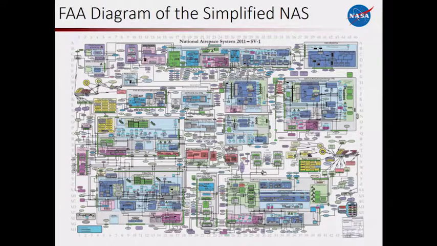So, speaking of complexity, this is an official FAA diagram of the simplified national airspace system. I am not going to go into any of this, but this is what the system architecture of the NAS looks like. All of the systems and subsystems that the FAA operates today, or at least as of 2011, according to this diagram, are in here. So, like I said, notice we have a little airplane right here, right?